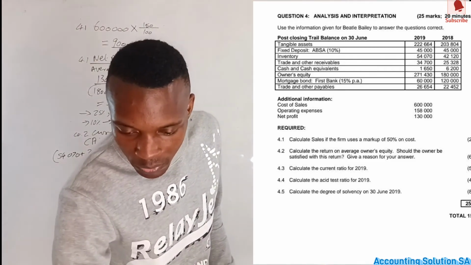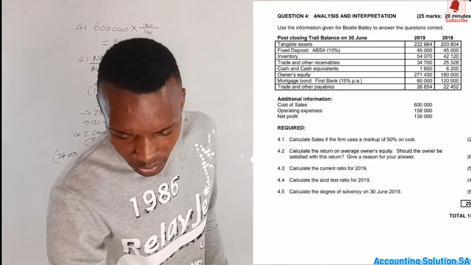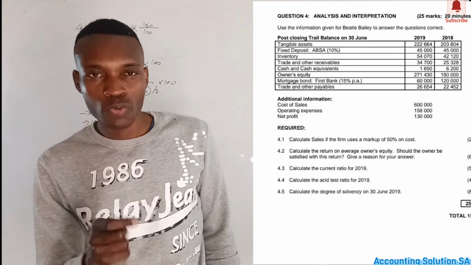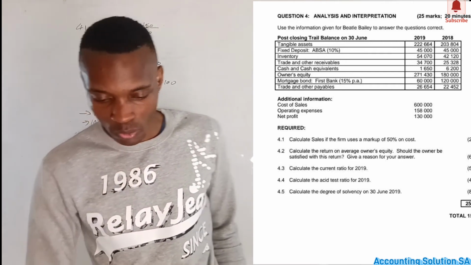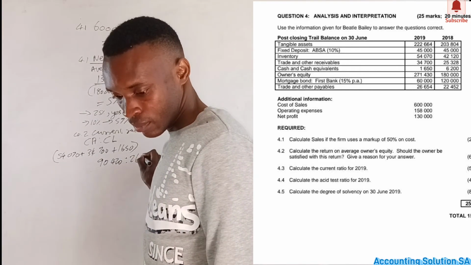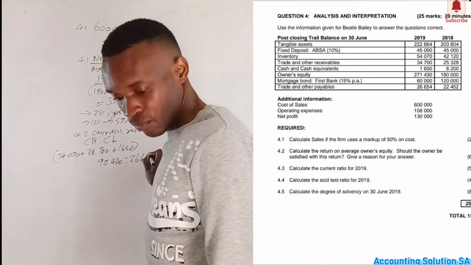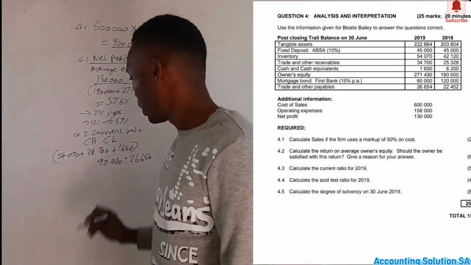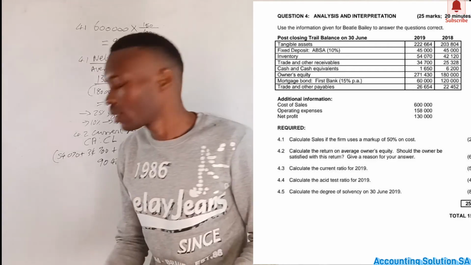Then it is to current liabilities. For current liabilities, we have to check at the bottom. We have trade and other payables. Mortgage bond is non-current, we're not going to include it. Then trade and other payables of 26,654. Then now we can calculate. How do we calculate?